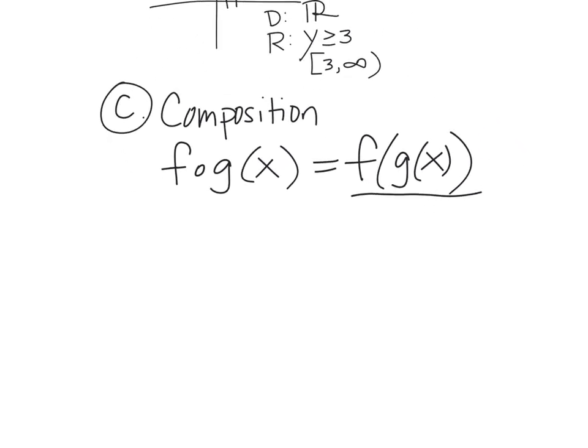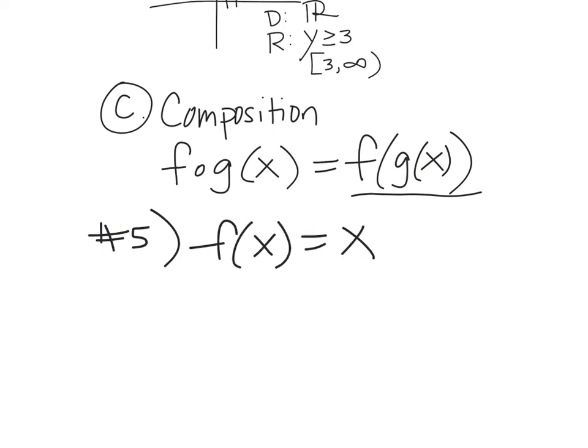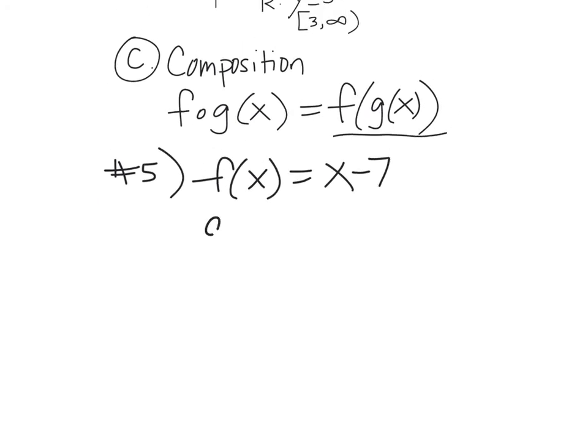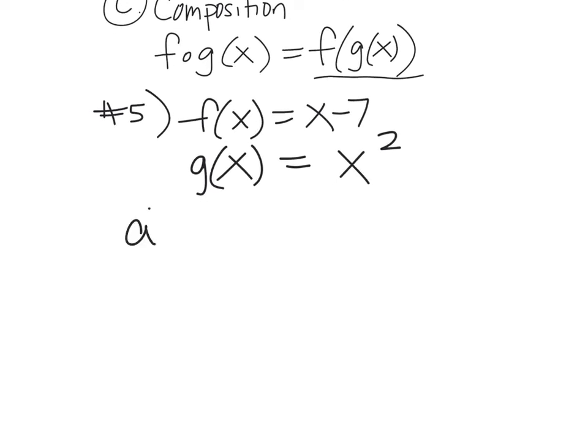Number 5. Suppose that we have f of x equals x minus 7. So function f is just a simple line. And g of x is going to be our basic parabola, x squared. And then when you get to these problems, there's a, b, c, d, but they go pretty quickly. So here we go, letter A. Let's find out what f of g of 2 is. F of g of 2.